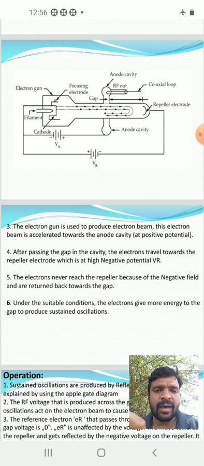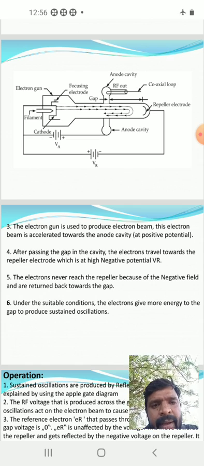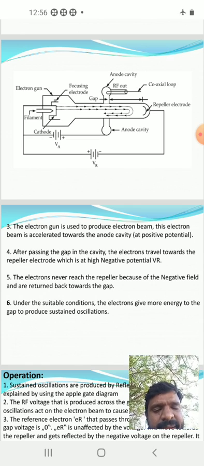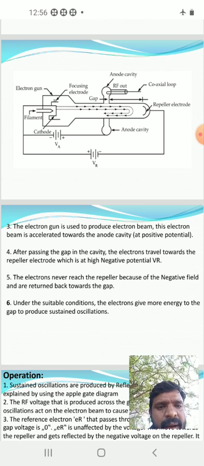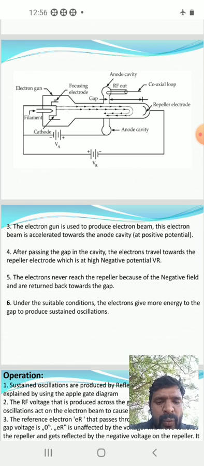In this way, between the anode cavity and the repeller electrode, a small space or gap exists. This gap is called the repeller space, from the anode cavity to the repeller electrode. Under suitable conditions, the electrons give more energy to the gap, which produces sustained oscillation.